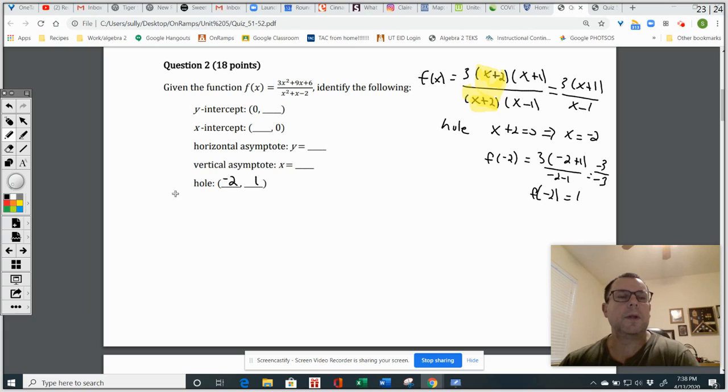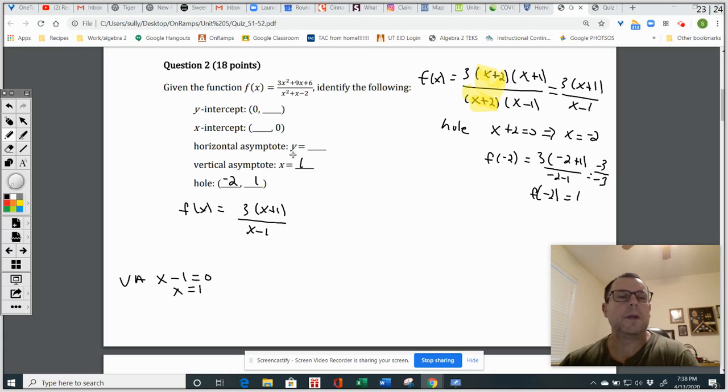I'm just going to copy my function over here, get a little better organized. 3 times x plus 1 divided by x minus 1. So we need to find a bunch of stuff. And I guess we can start with our vertical asymptote. Remember, we're going to take whatever's on the bottom and set that equal to 0. So to find our vertical asymptote, we set whatever's on the bottom equal to 0 and solve. And so we have a vertical asymptote of x equals 1.